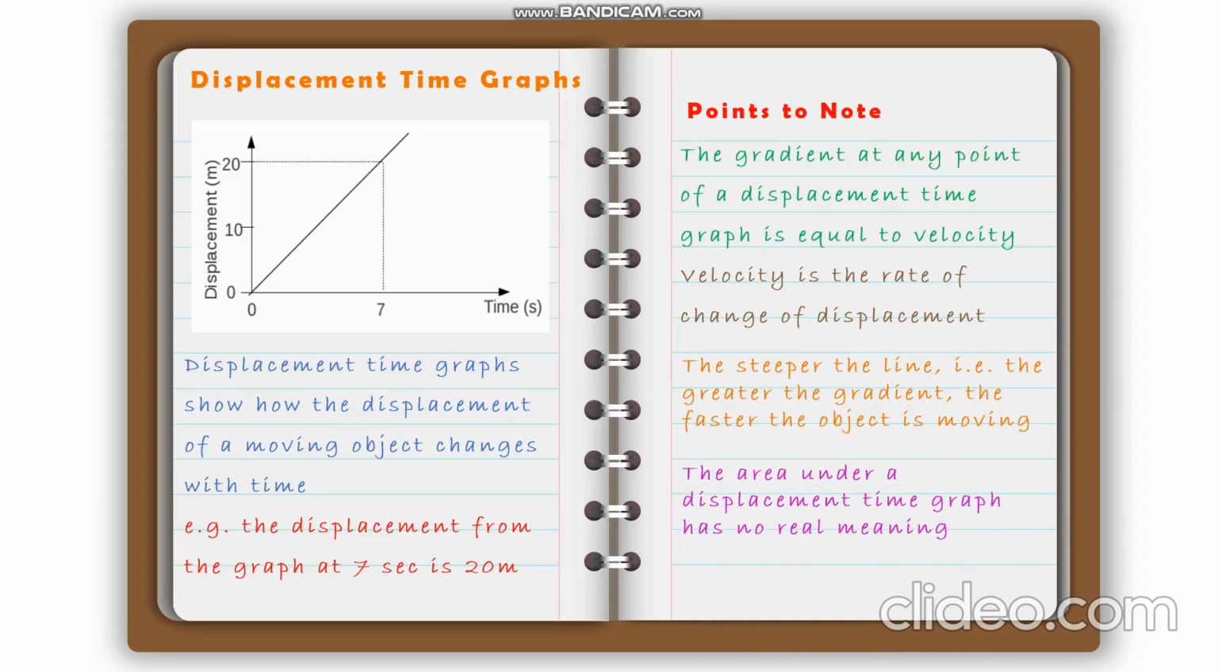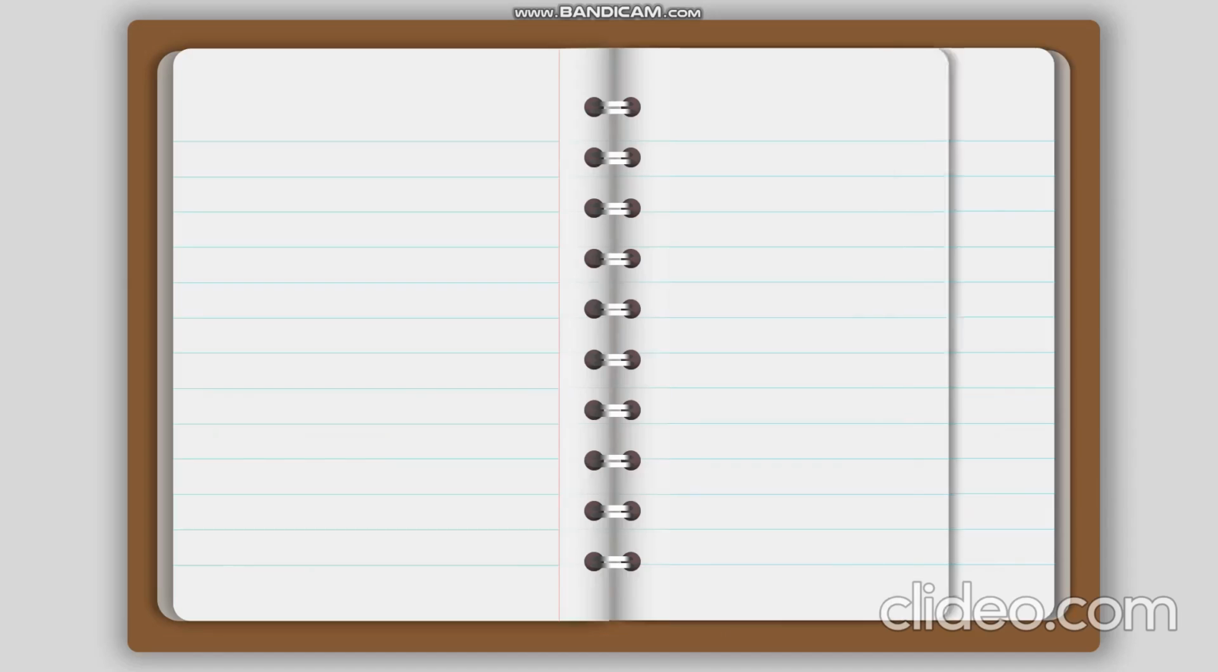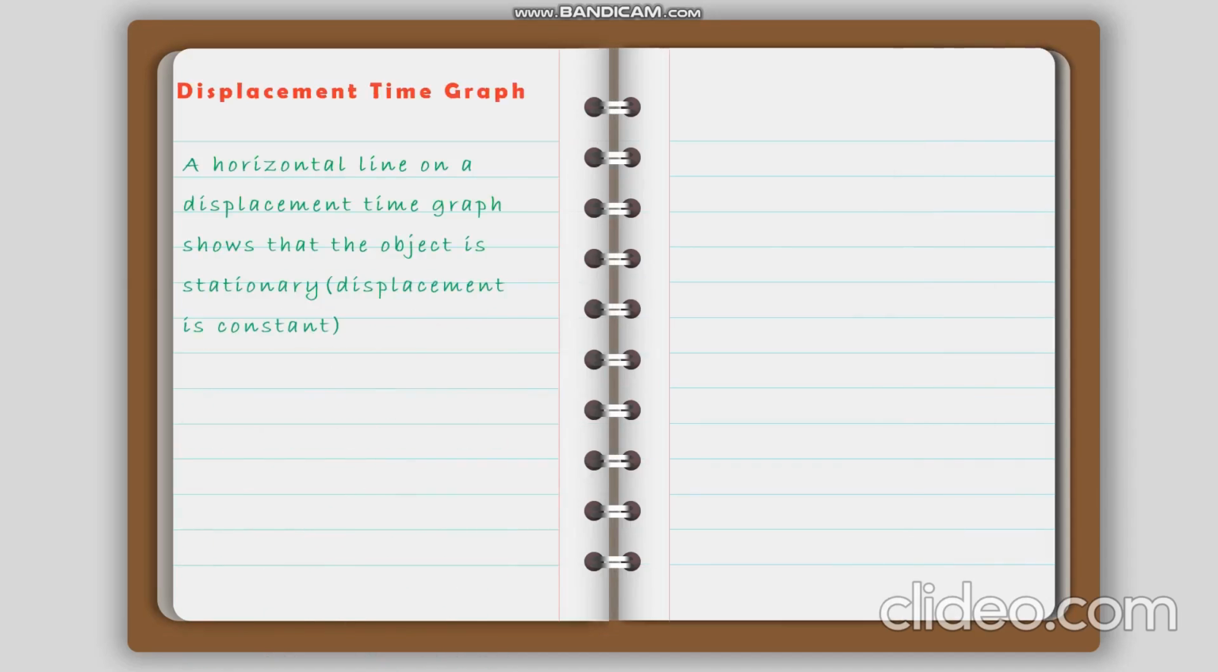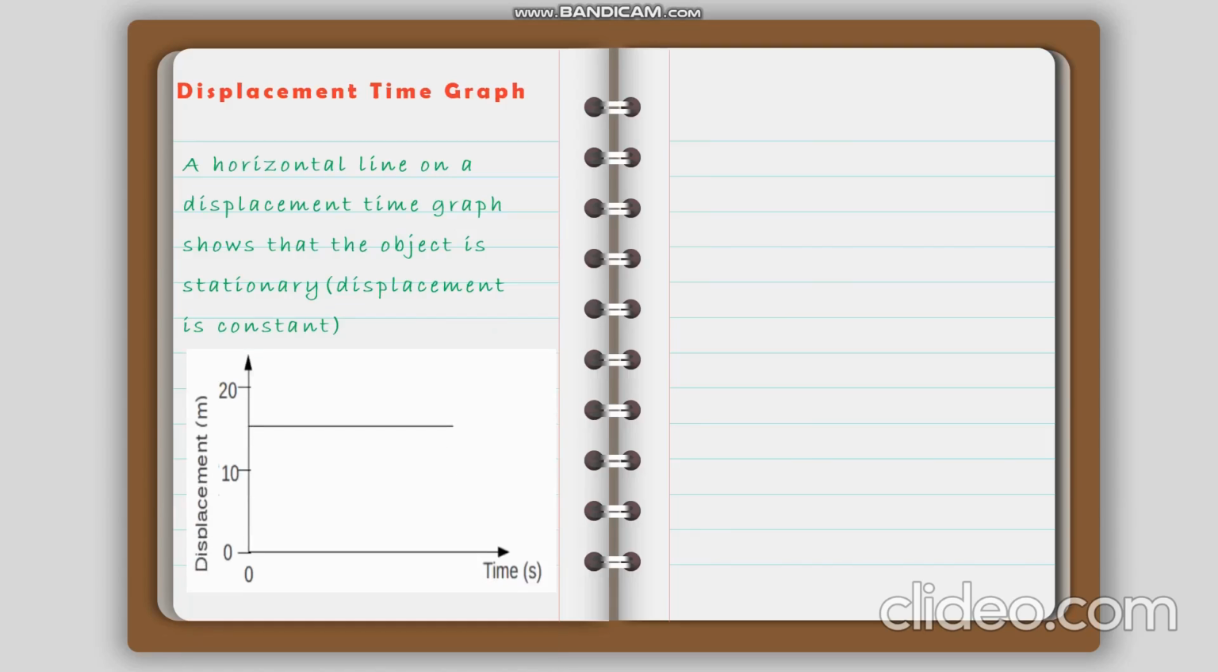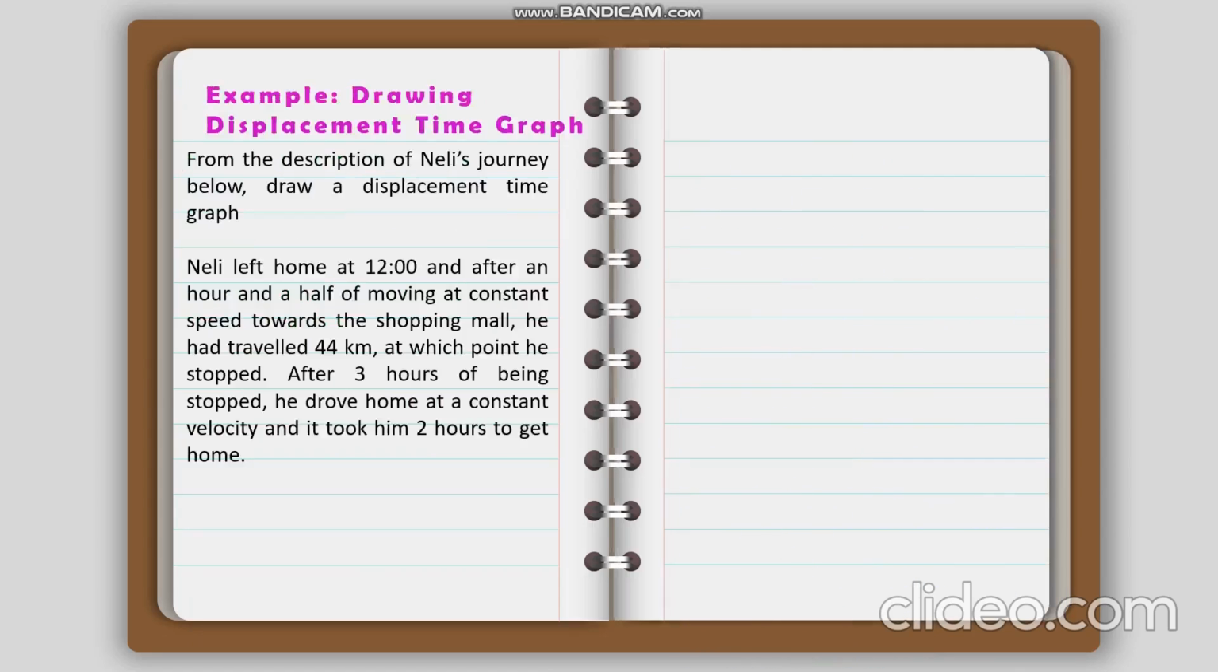You also need to note that the area under the displacement time graph has no real meaning. And then also, a horizontal line on the displacement time graph shows that the object is stationary, that is, the object is not moving. So for example, in the graph that is shown on the screen, the object remains stationary at 15 meters, that is, it is not moving.